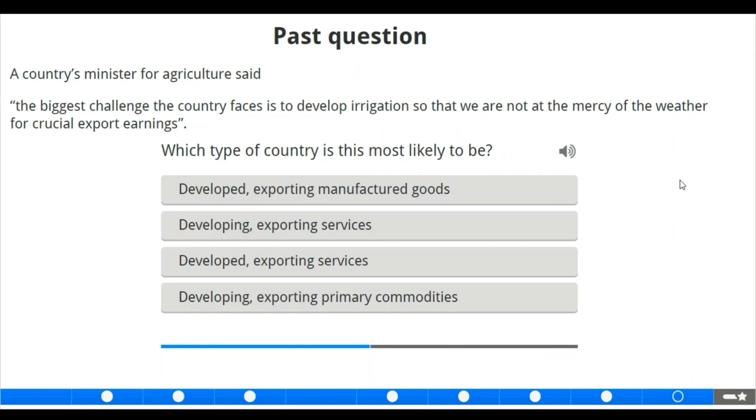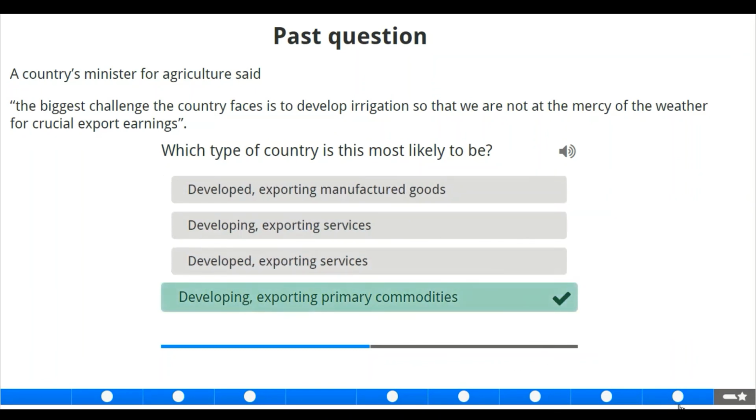Now, they are at the mercy of the weather for crucial export earnings. But here, what are they exporting? Of course, it is primary commodities related to agriculture. Here now we have the options. Developed? Of course, the country is not yet developed. Are they exporting manufactured goods? No. Developing, exporting services? No. Developed, exporting services? No, they are not yet developed, as I said earlier. But here we have developing and exporting primary commodities. That is our right answer.